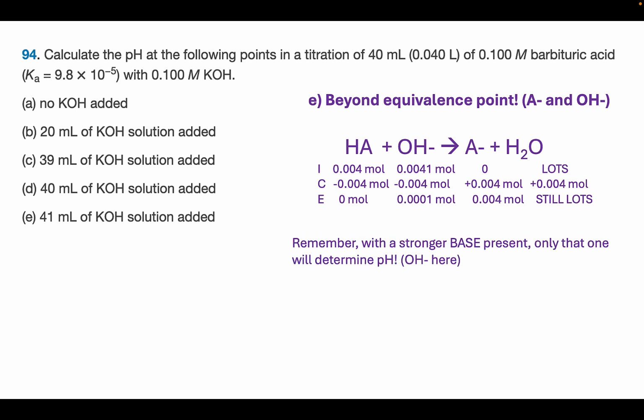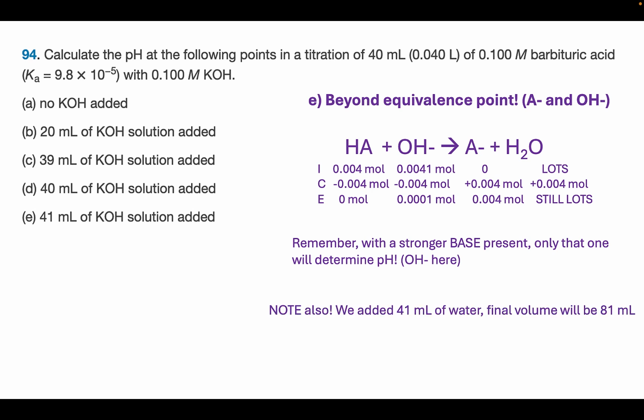With a stronger base present, that is the one that's going to determine the pH. We can totally ignore the A minus. While it is a bit basic, it's not going to be able to take protons like hydroxide will. And therefore, the pH is going to be dependent on that stronger base.